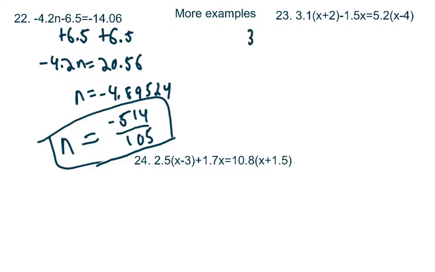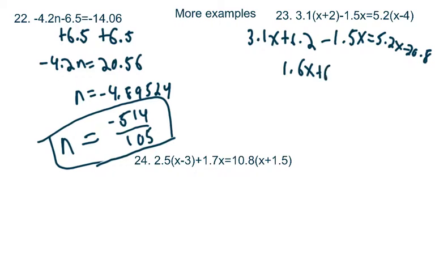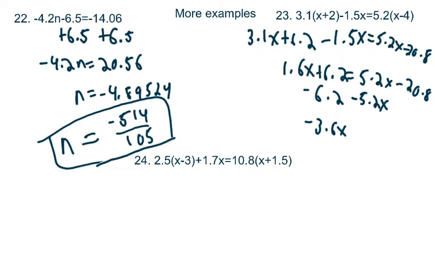First distribute, which would be 3.1x plus 6.2. Negative 1.5x equals 5.2x minus 20.8. Combine like terms. 1.6x plus 6.2 equals 5.2x minus 20.8. Subtract both sides by 6.2 and 5.2x. Negative 3.6x equals negative 27. Final answer would be like 7.5. Whew, that's a lot of decimals.